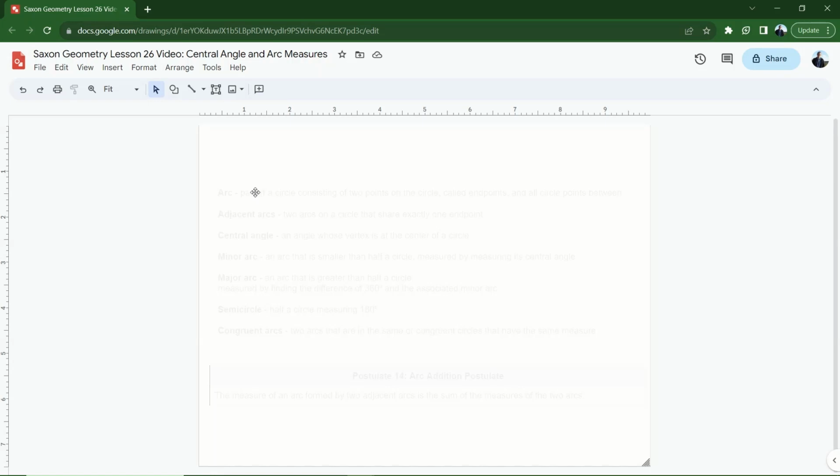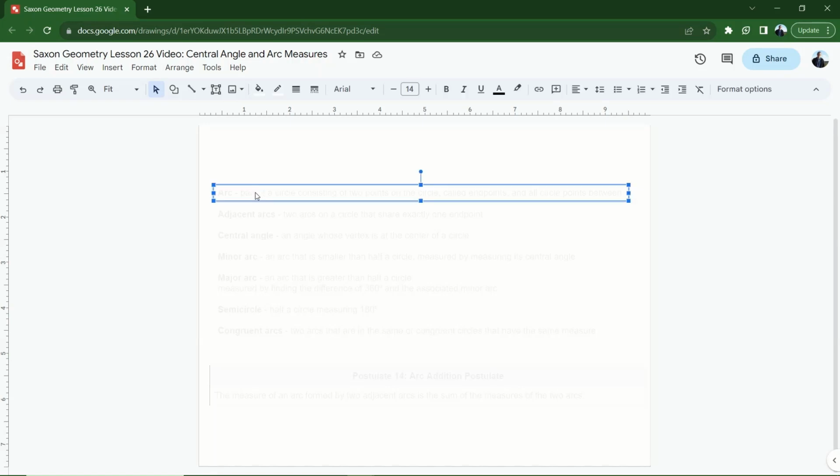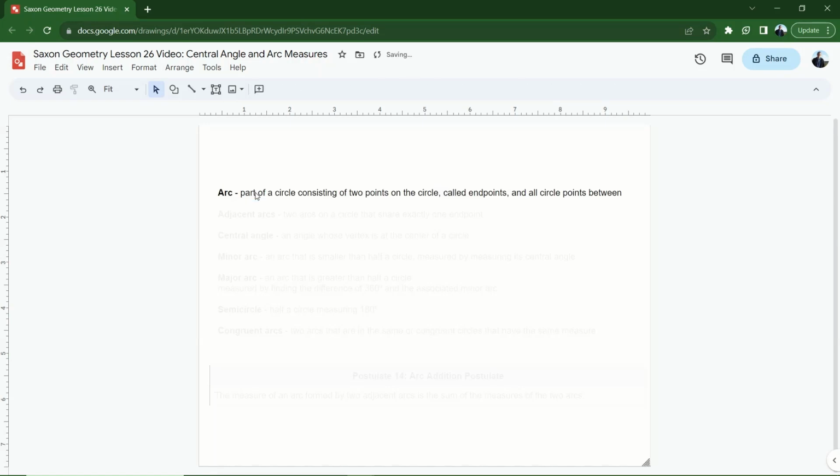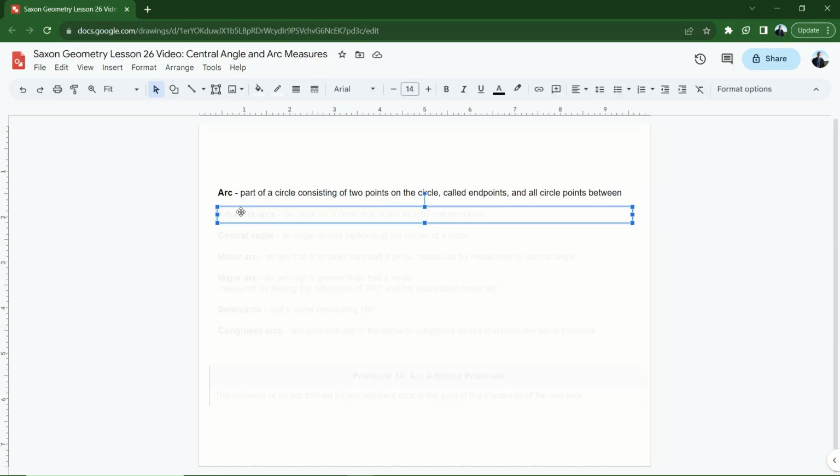What exactly is an arc? Well, an arc is the kind of boat that Noah rode during the flood, but actually it's a different kind of arc. We're going to be dealing with an arc that's part of a circle consisting of 2 points on the circle. Remember, a circle is just the outer edge, the curved figure that is all of the points a certain distance away from a center. And the arc is a part of that outer edge. So it's part of a circle consisting of 2 points on the circle called endpoints, and all points on the circle in between.